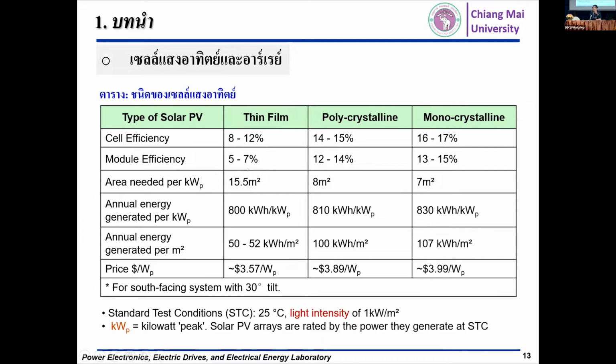Here, there are 2 efficiencies. The first one is the cell efficiency. The second one is the module efficiency. It's around 15%. The main challenge is how to increase the efficiency of the solar cell, module, and array. That's the direction of research currently.